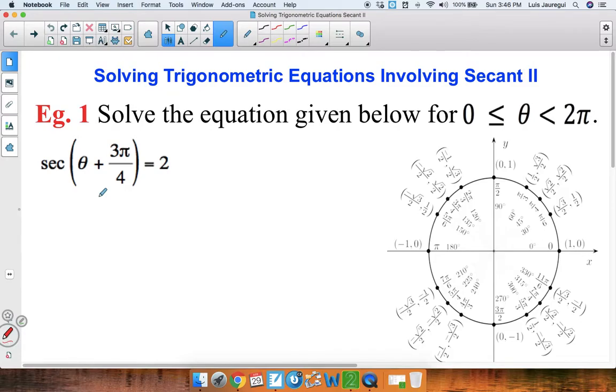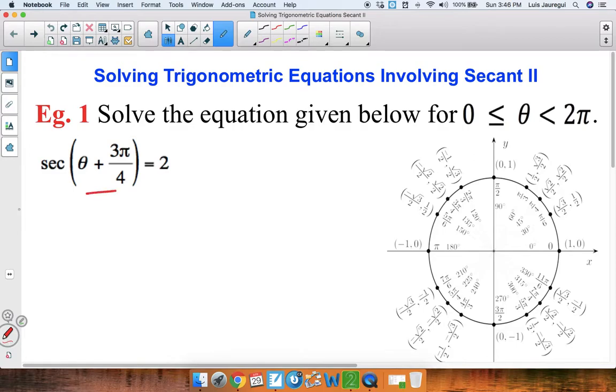Welcome. In this particular video, we'll be solving trigonometric equations involving secant part 2. Let's take a look at our example. Solve the equation given below for theta greater than or equal to 0 and less than 2 pi. Here we have secant of theta plus 3 pi over 4 is equal to 2.